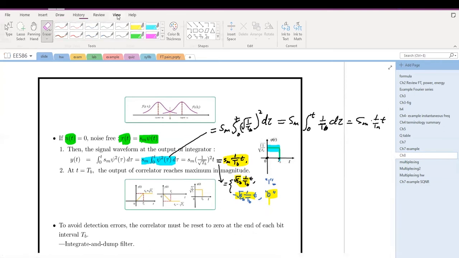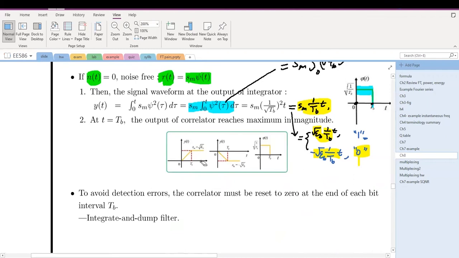Now, if we look at the graph, if digital 1 is transmitted, this is a linear function. The slope is positive, so the output of the integrator is increasing linearly. At time Tb here, it reaches the maximum. After Tb, this phi of t equals 0, so it is constant here. Now, if digital 0 is transmitted, the slope is negative. So it is decreasing linearly. At time equal to Tb, it reaches the minimum.